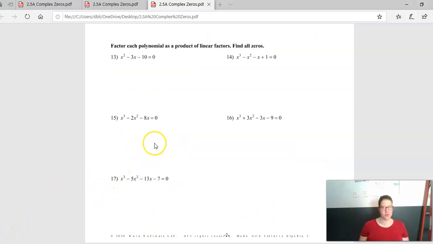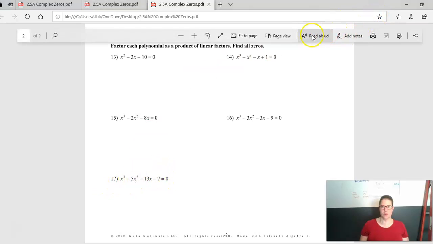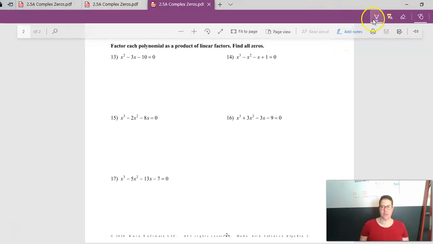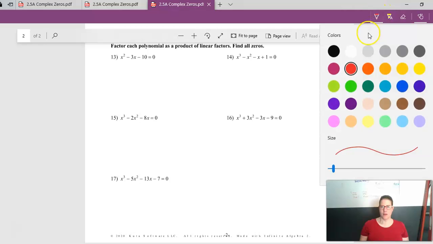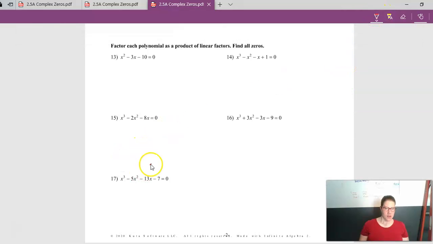Okay, so now I've actually pulled up your assignment. This one is the one that you'll be doing for homework. I'm looking at number 17. That one is actually not going to be factorable, so we're not going to do that one. So cross off number 17 on your assignment. You don't need to do it. Okay, you don't need to do 17. Let's go ahead and try number 16 together.